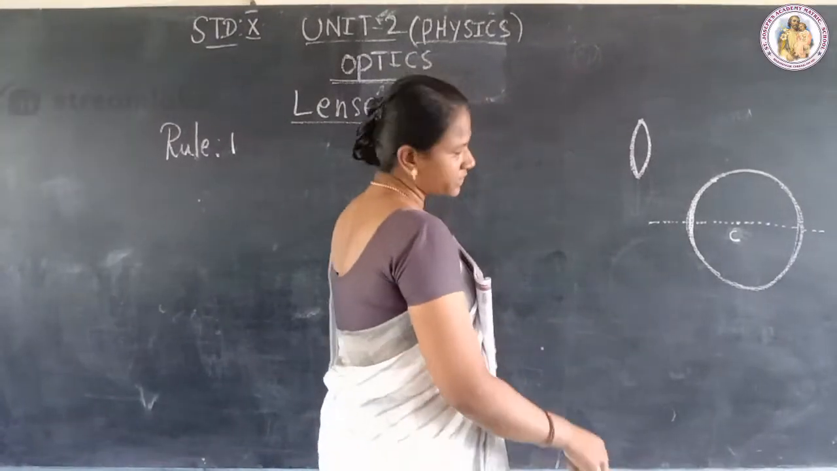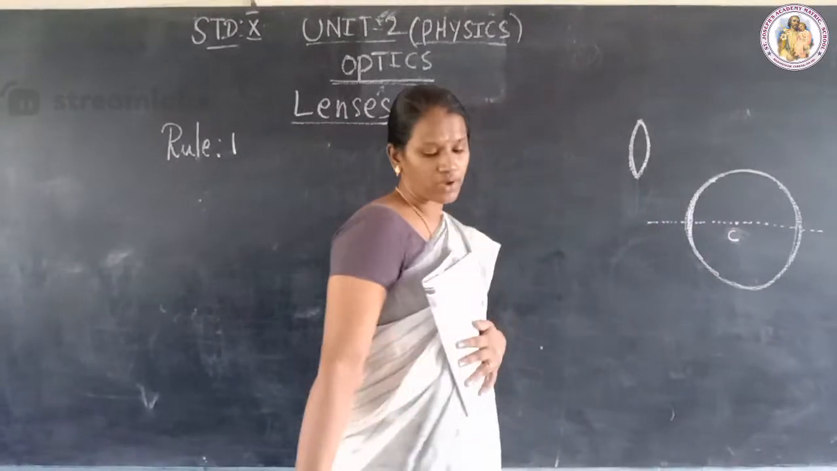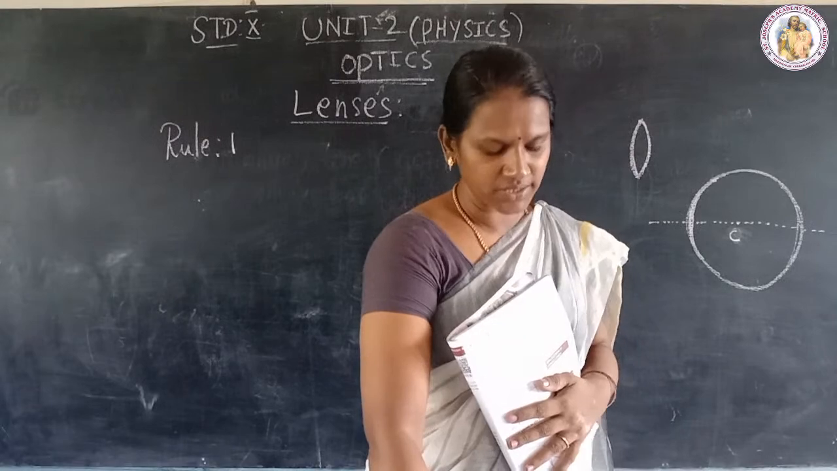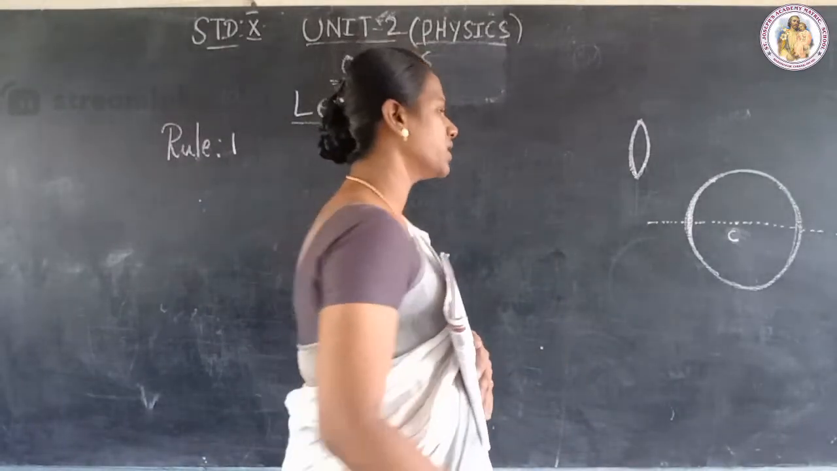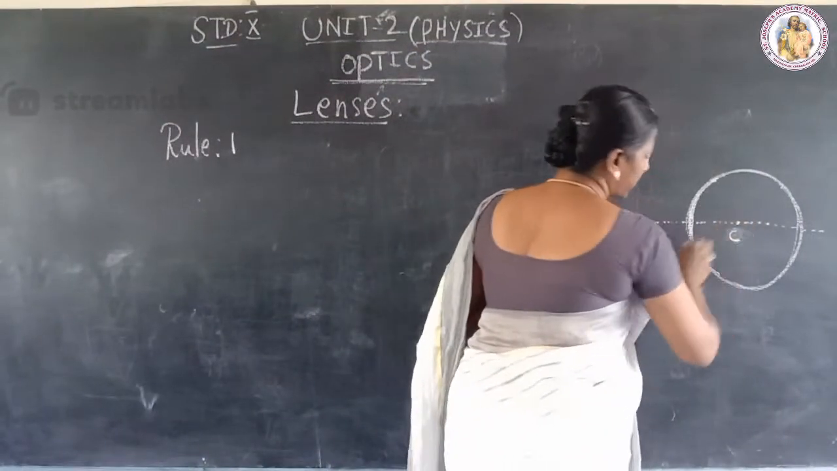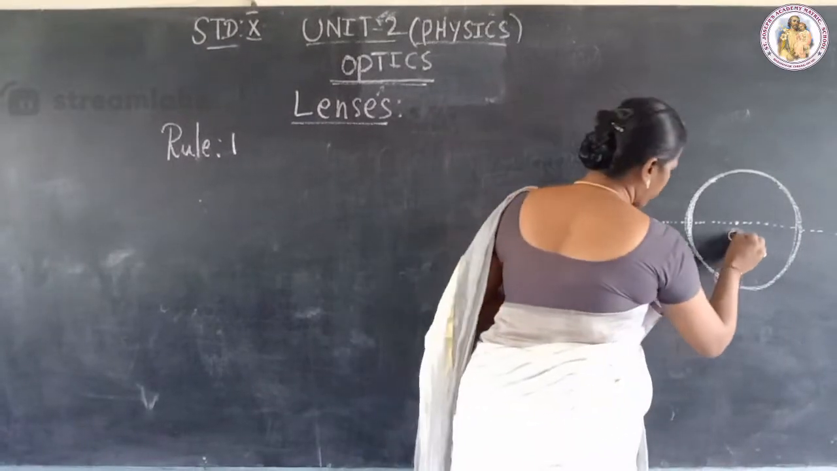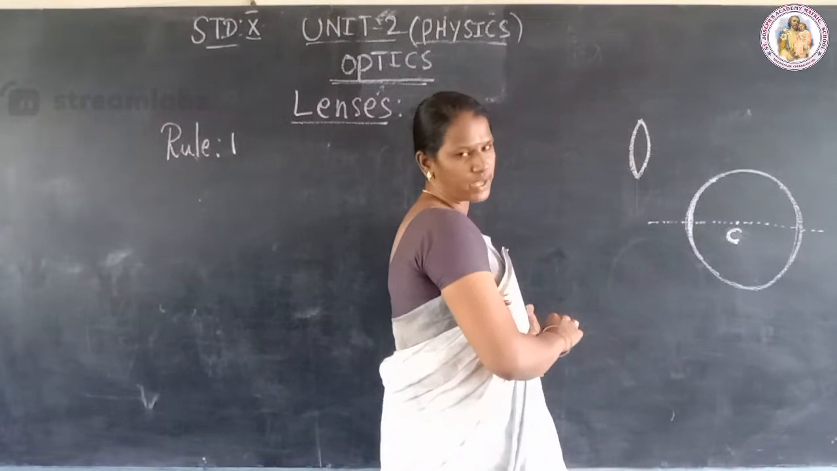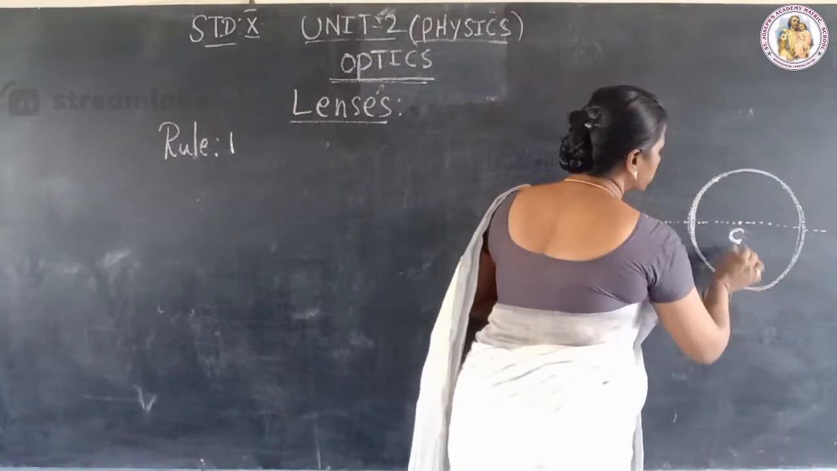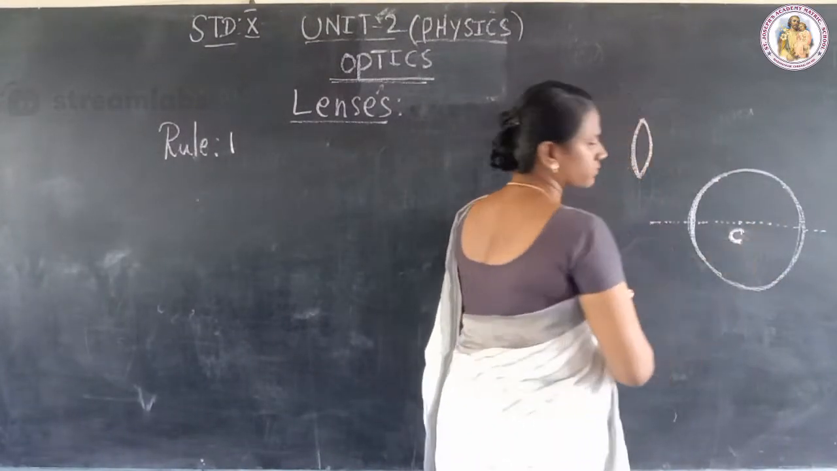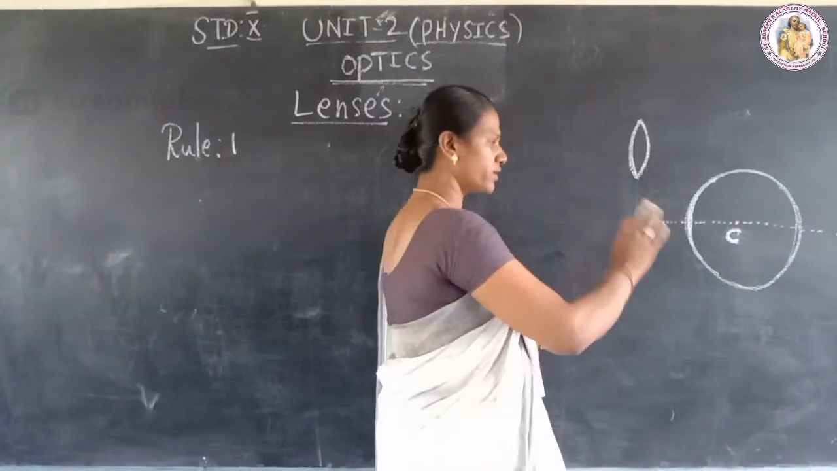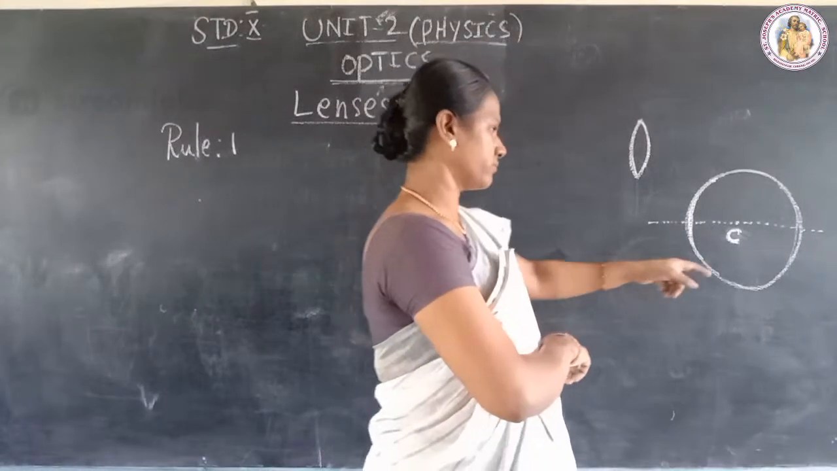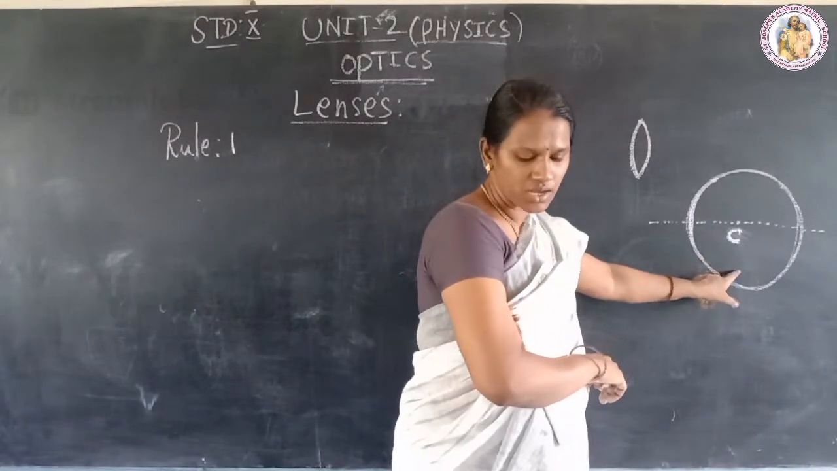Center of curvature. What is center of curvature? It is the center of the sphere from which the mirror is made. C is nothing but the center of curvature, the center of the sphere from which the mirror is made, a spherical mirror. It is denoted by the letter C.